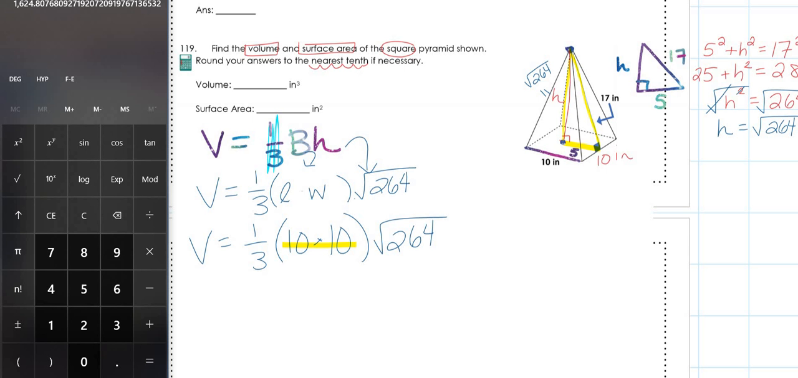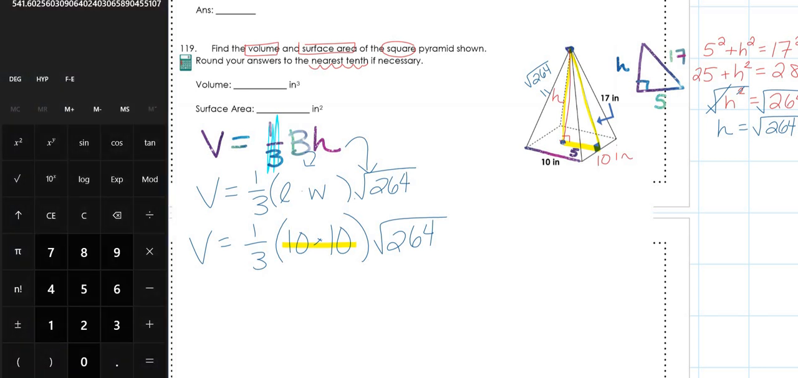1,624.8 before we multiply by a third. Instead of multiplying by a third, I'm going to divide by 3. It's the same thing, but it's easier calculator work. So hit divided by 3 equals. Okay, so our volume, if we round to the nearest tenth, 541.6 inches cubed is going to be our volume. So 541.6 inches cubed. Okay, let's go ahead and figure out surface area now.